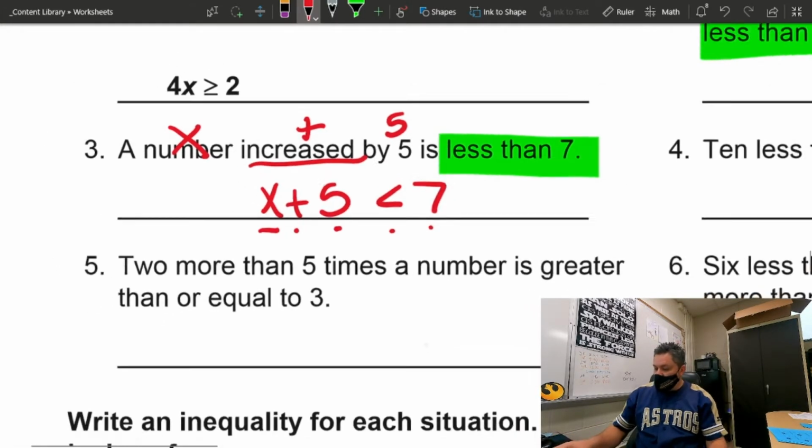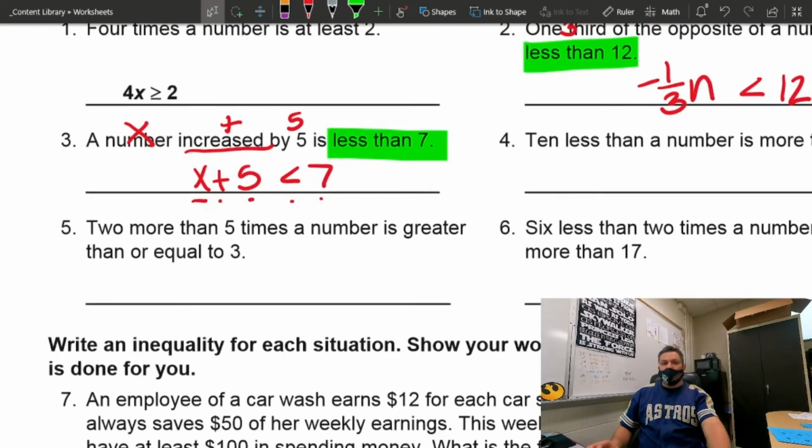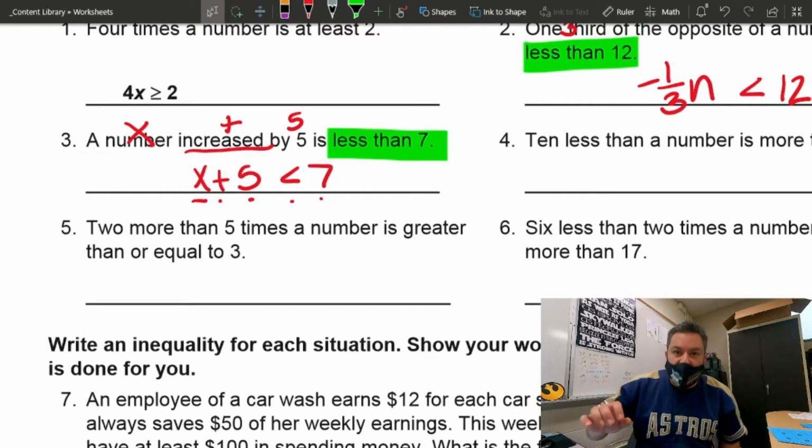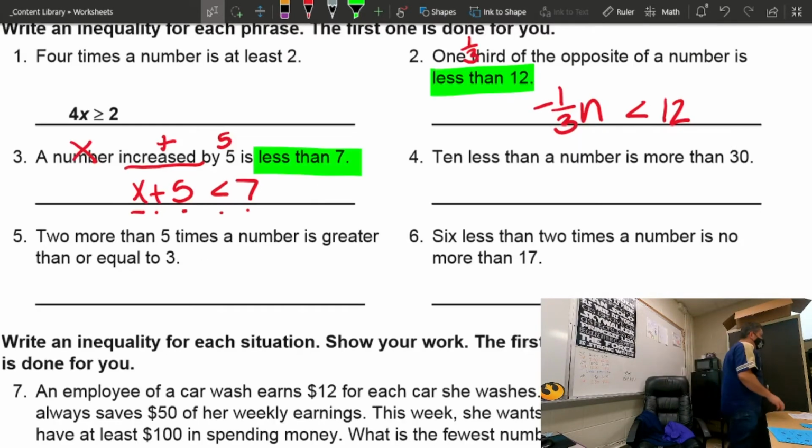All right, so I'm going to give you 2 minutes to do numbers 4 and 5. I'm going to walk around. Make sure you're doing this. Go ahead. Number 4 says 10 less than a number is more than 30. 10 less than a number. Look for the inequality sign and what goes after that.